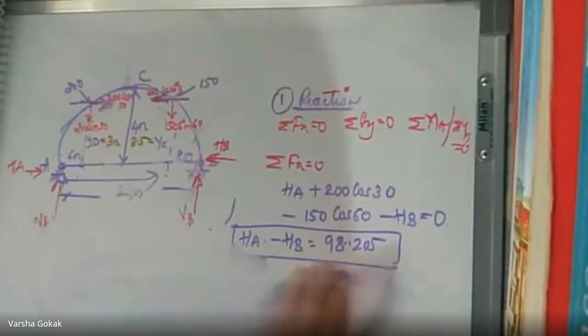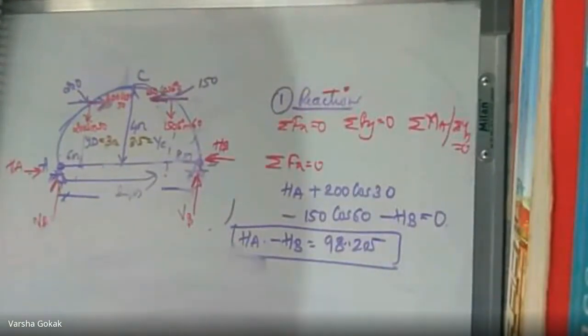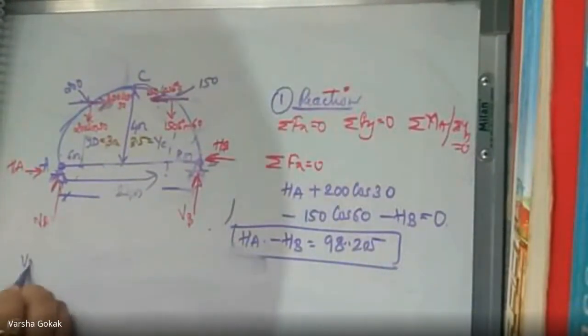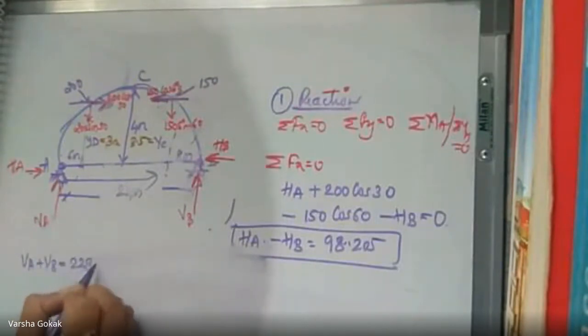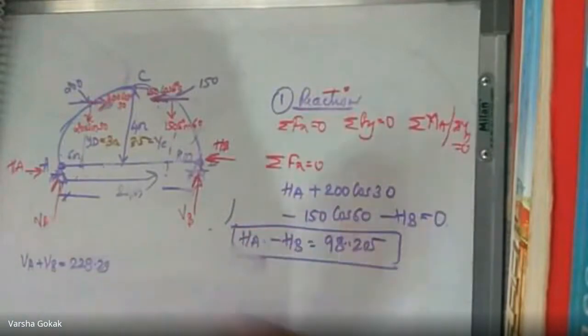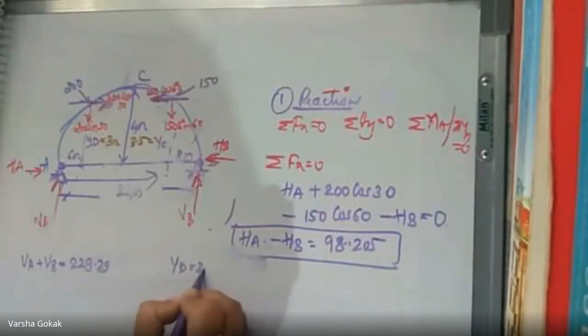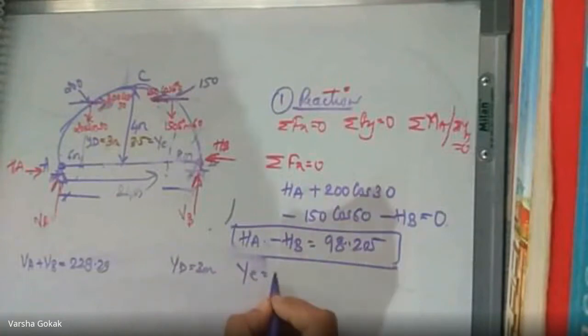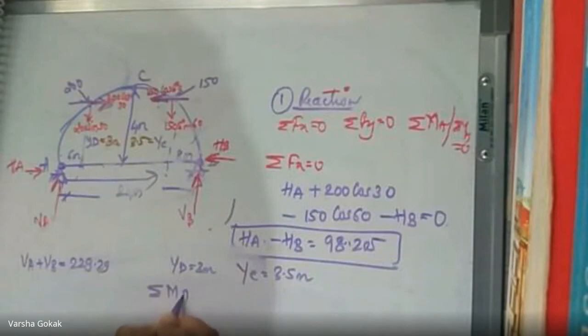229.29, no? So we had VA plus VB equal to 229.29, I think. Right. Now, where was I? We got a YD value of 3 meters, YE value of 3.5 meters. Now let us take the moment at A equal to 0.